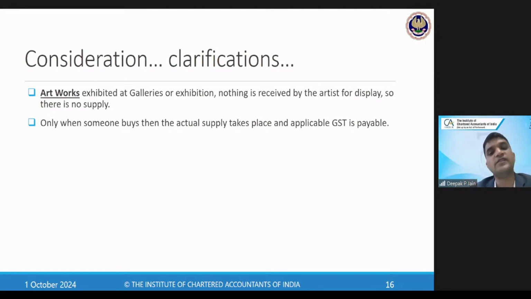Correct, Pallavi. If an NGO is a supplier, then they will charge GST and pay it to the government if it is quid pro quo. If they only showcase art, then no GST, right?